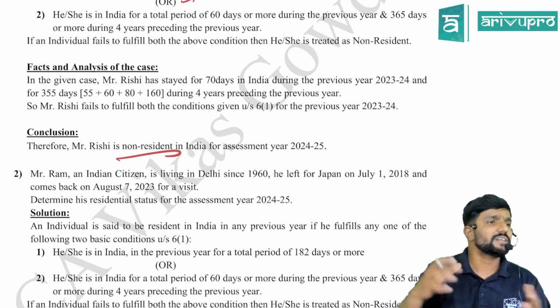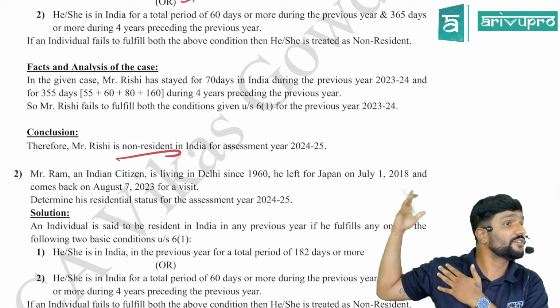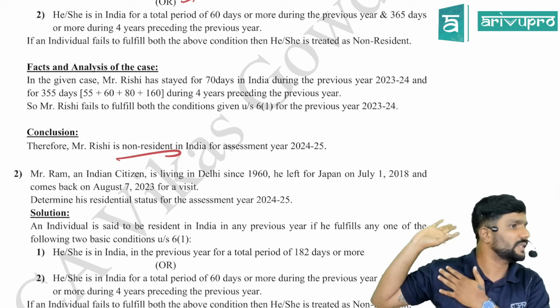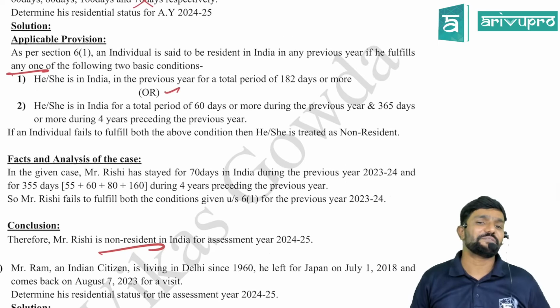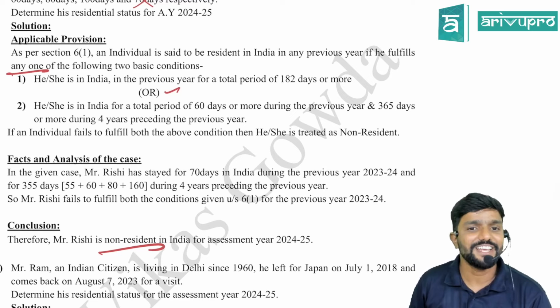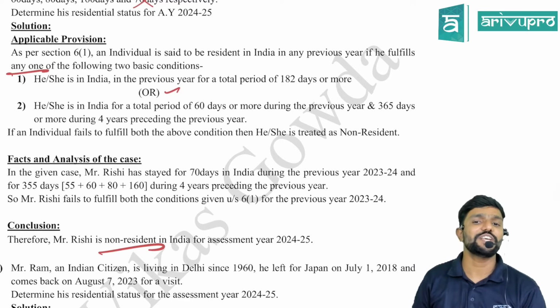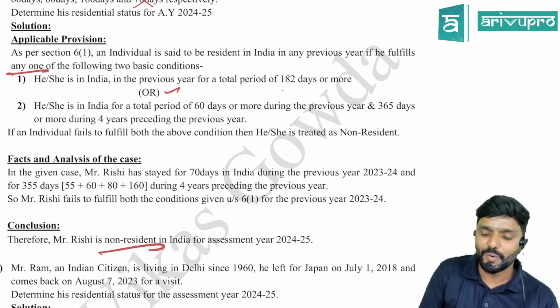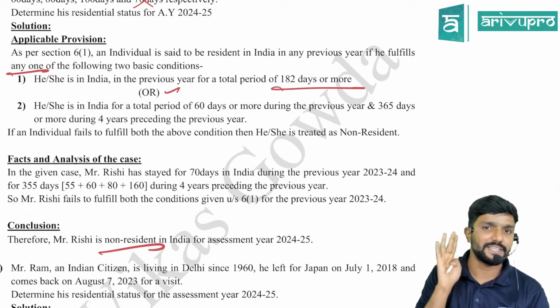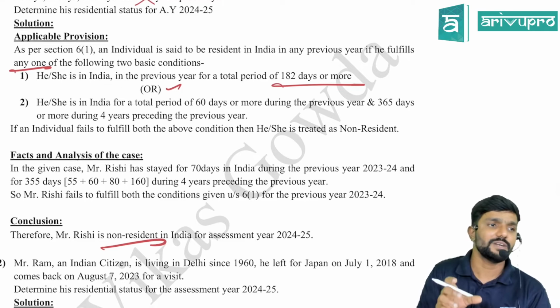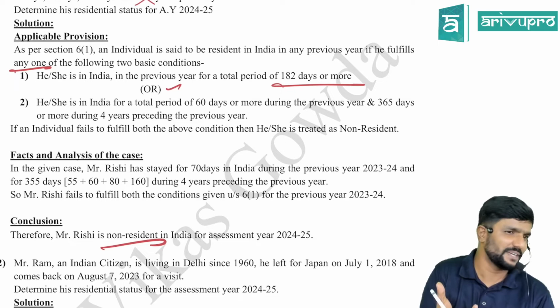So instead of that, sir, I can write one more answer. Yes, if you feel that is better, you can do that. So what is the first condition? He or she is in India in the previous year for a total period of 182 days or more. Second one, or. Please highlight that "or". That is why I have left one line gap. You can also do that in the exam.